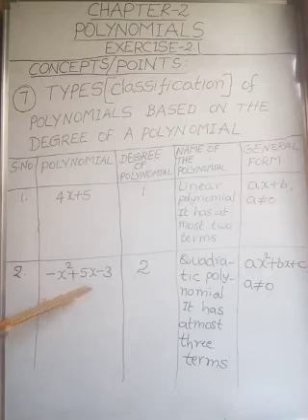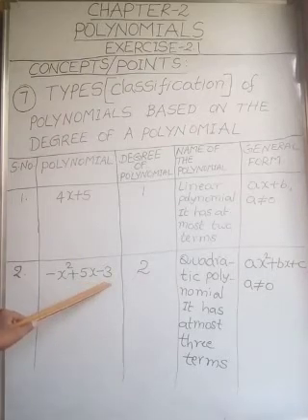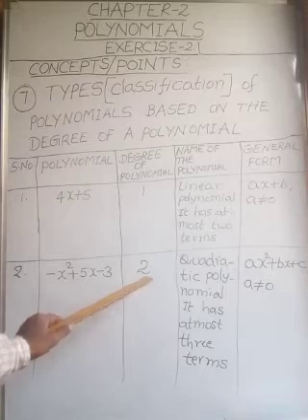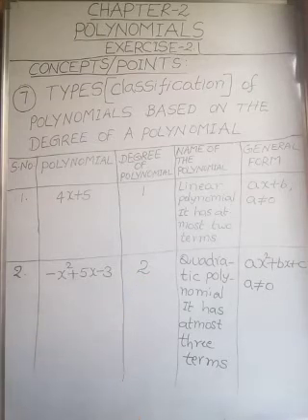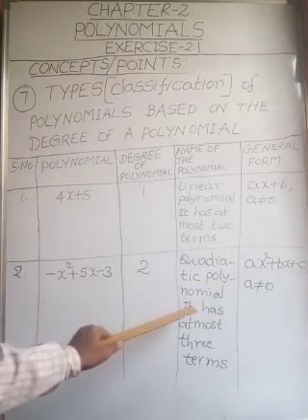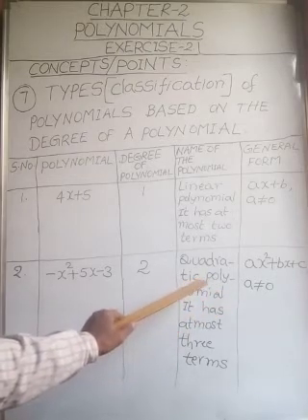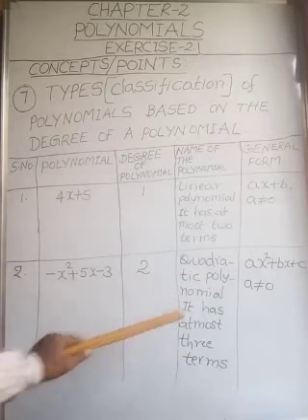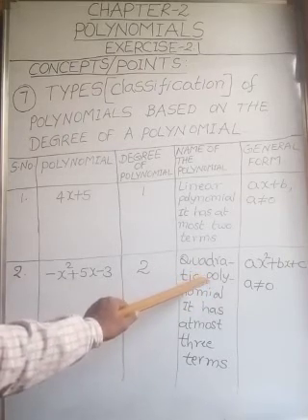Minus x square plus 5x minus 3. What is the degree of the polynomial? 2, because the highest power of the variable x is 2. So, if the degree of the polynomial is 2, then the polynomial is called a quadratic polynomial. Remember these points, my dear children. Is it clear, my dear children? Right. The degree of the polynomial is 2.